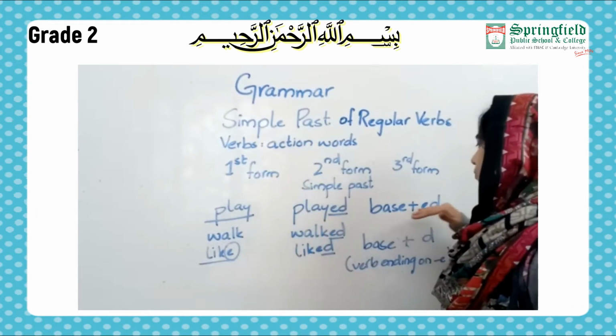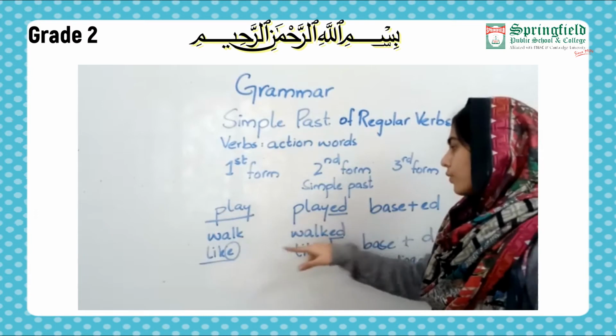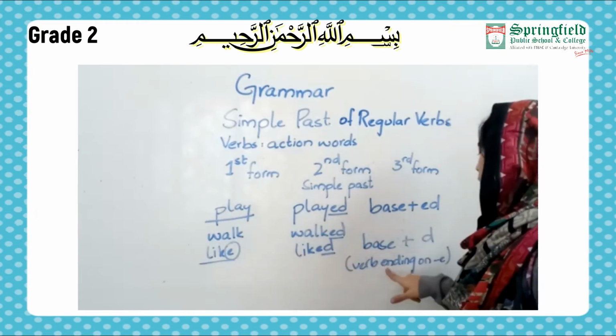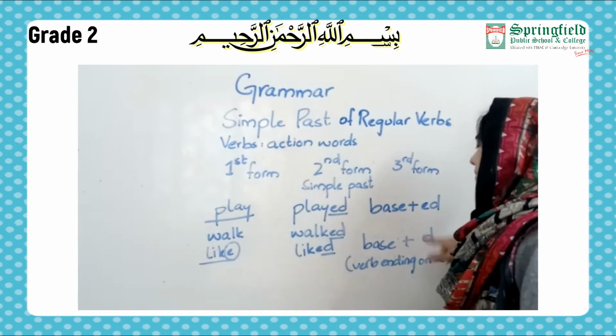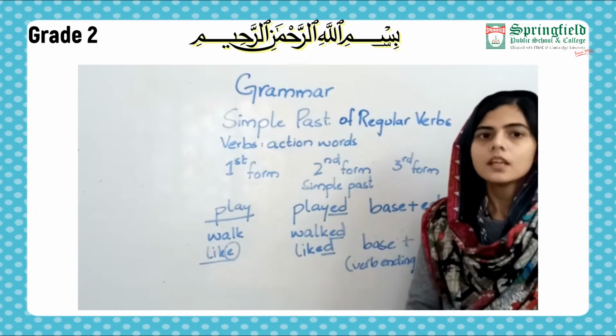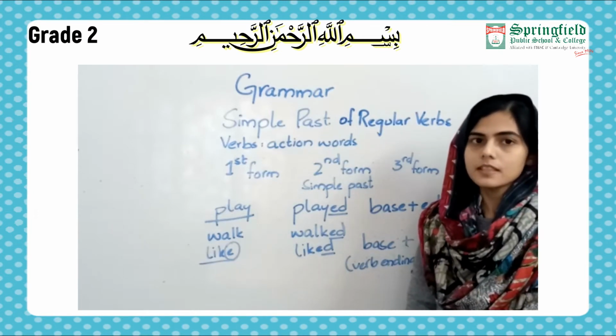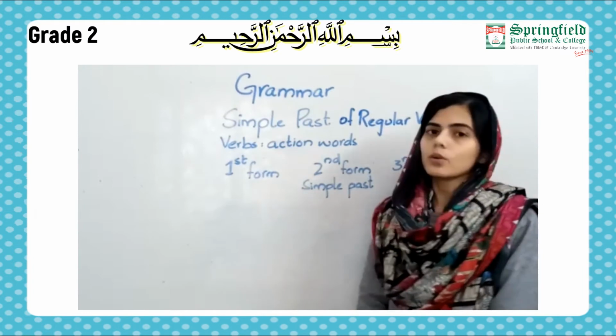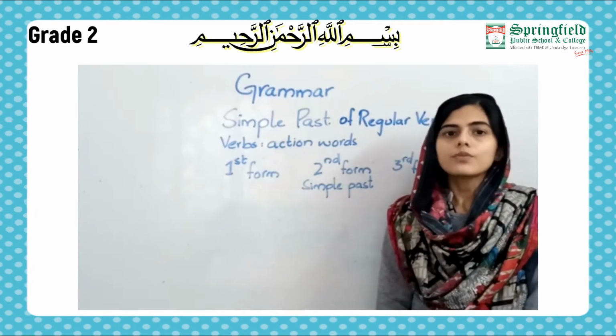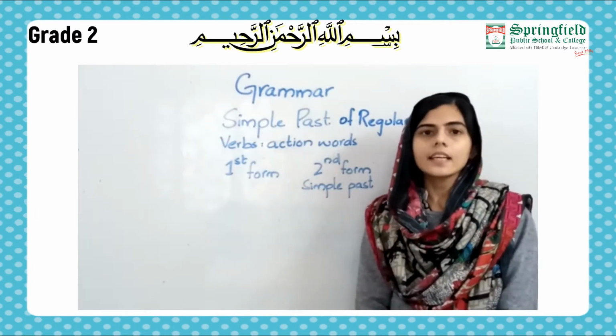This is the base, we add ed, whereas for a base with a verb ending on e, we simply add d. Now let's take some other examples. These were the regular verbs in which we added ed and d at the end.